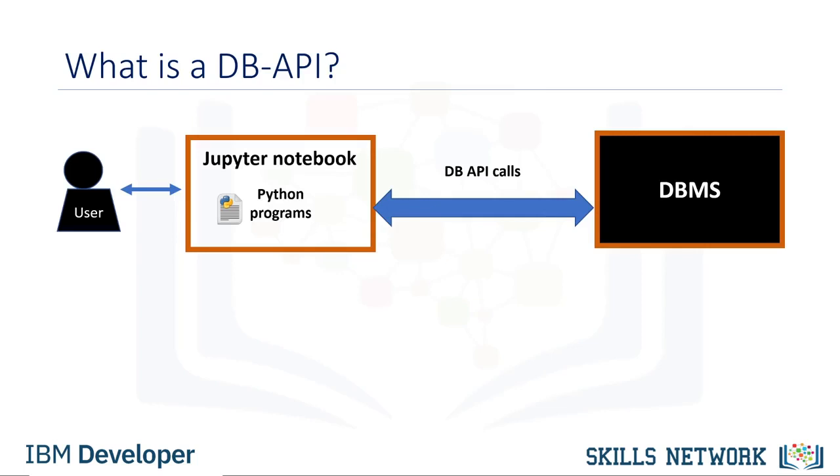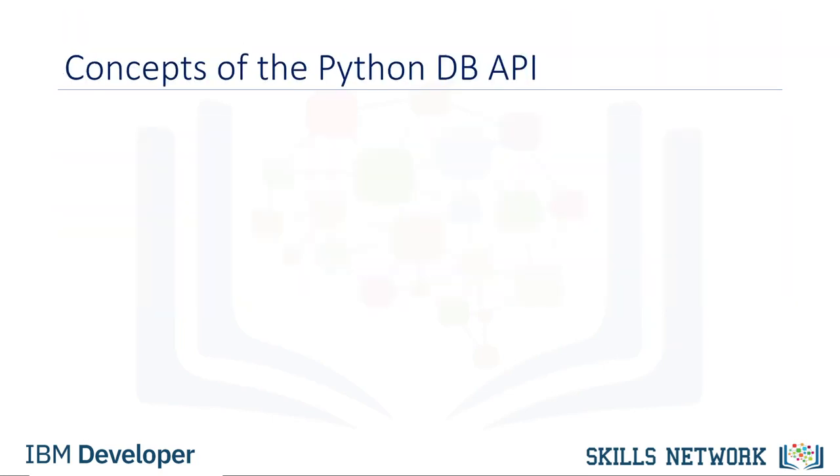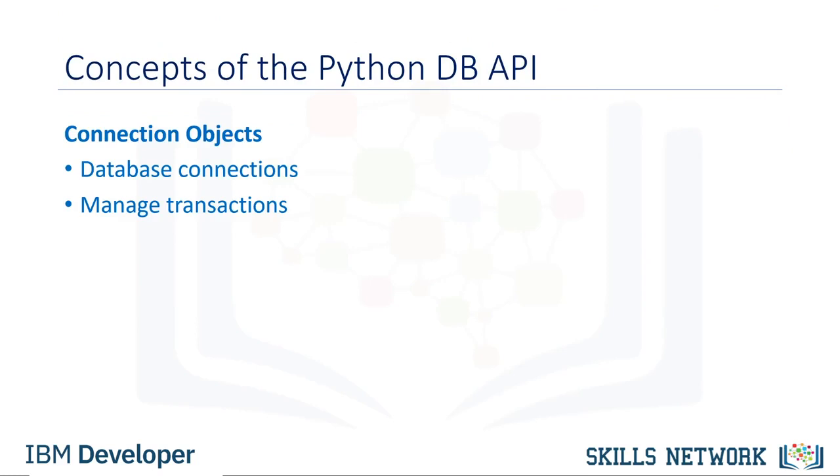It is a standard that allows you to write a single program that works with multiple kinds of relational databases, instead of writing a separate program for each one. So if you learn the DB API functions, then you can apply that knowledge to use any database with Python. The two main concepts in the Python DB API are connection objects and query objects. You use connection objects to connect to a database and manage your transactions.